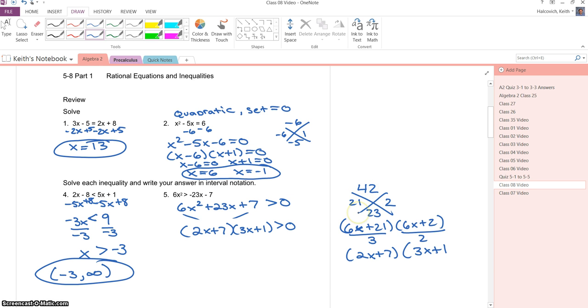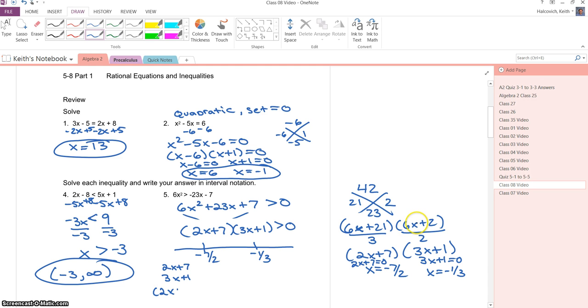And then remember, you find out what numbers make it equal to 0. Well, here it would be x equals -7/2, because you set them equal to 0. And here it would be -1/3. So those are what are called your critical numbers, -7/2 and then -1/3. So then you make a chart, and you see what place it works.